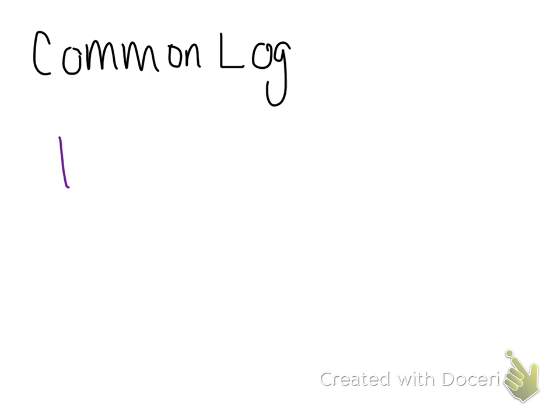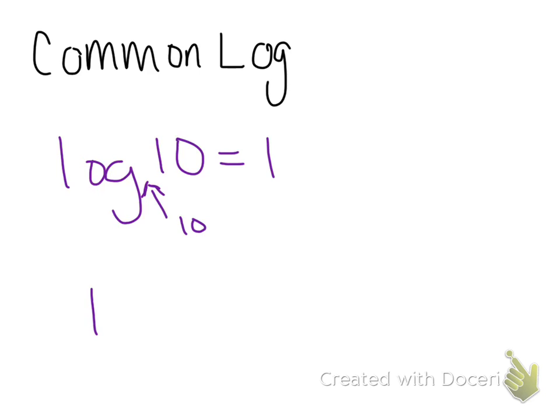For common log, if I have log base 10, the answer will always be 1 because it's implied that this base right here is 10. And same thing with natural log. If I have ln of e, the answer is always equal to 1 because it's implied that there's a base of e right there. All right, so now we're going to go back and do the word problems.